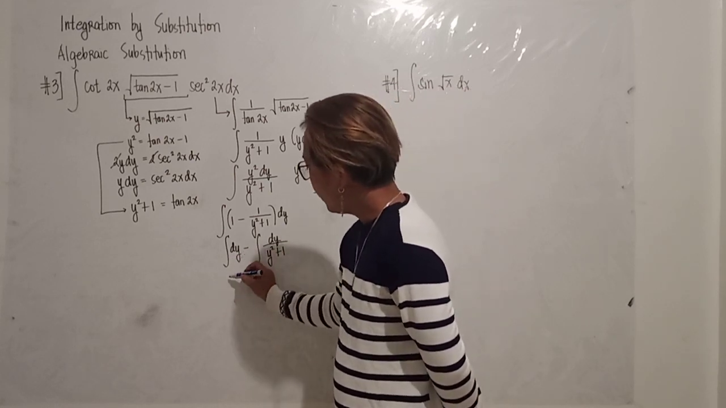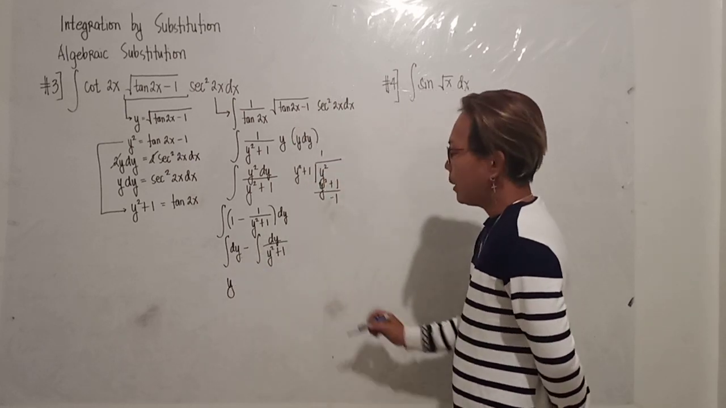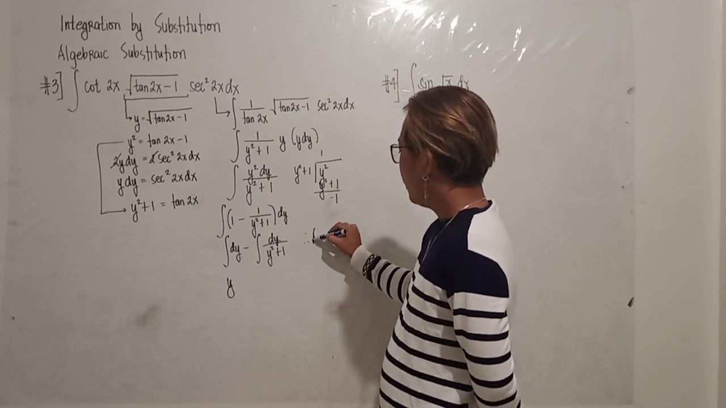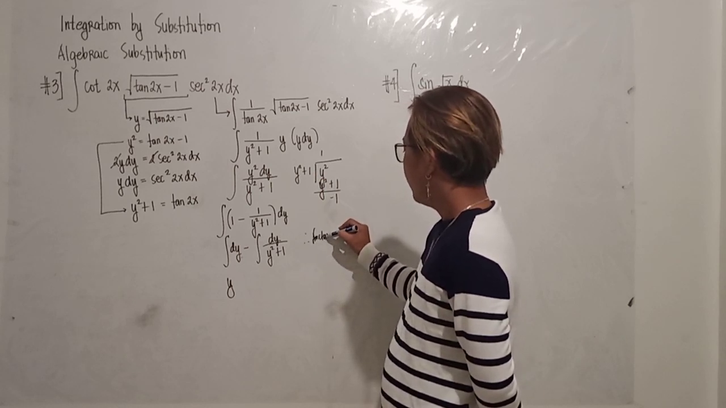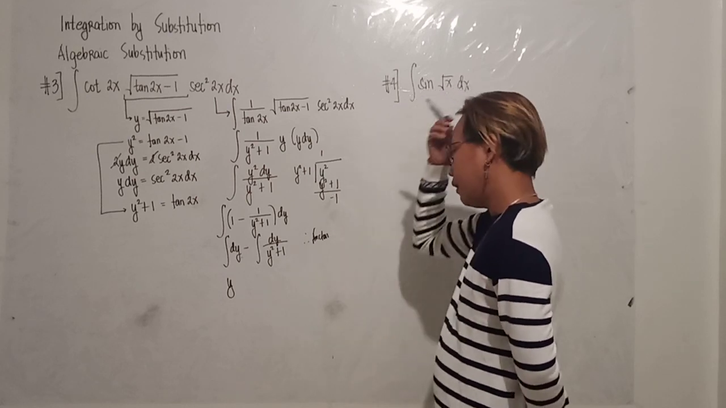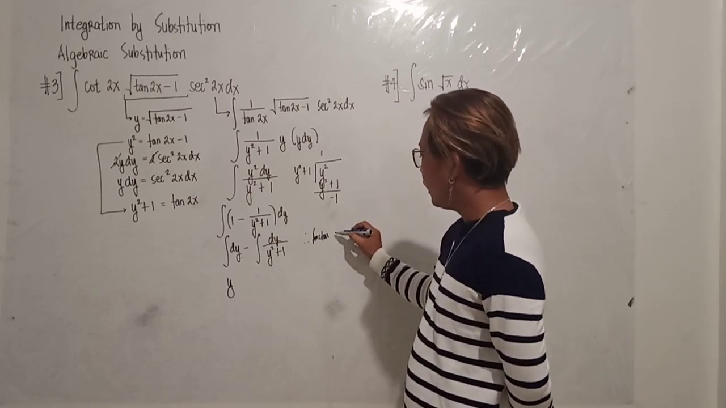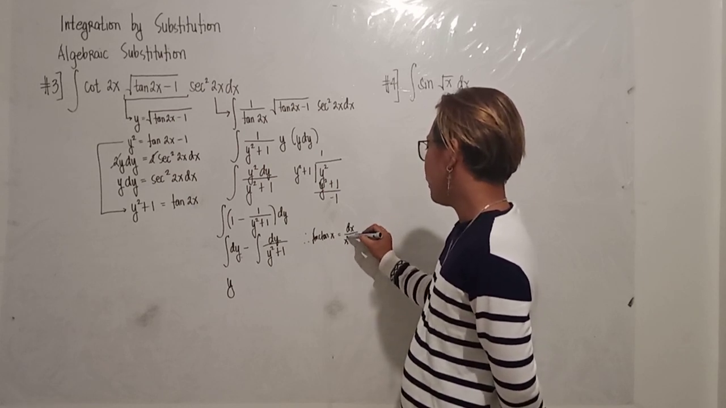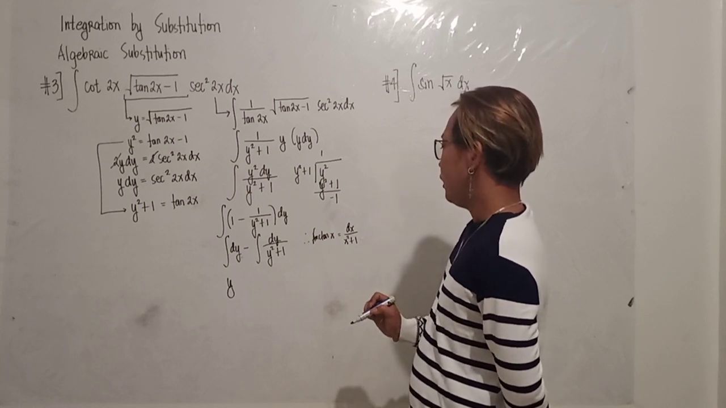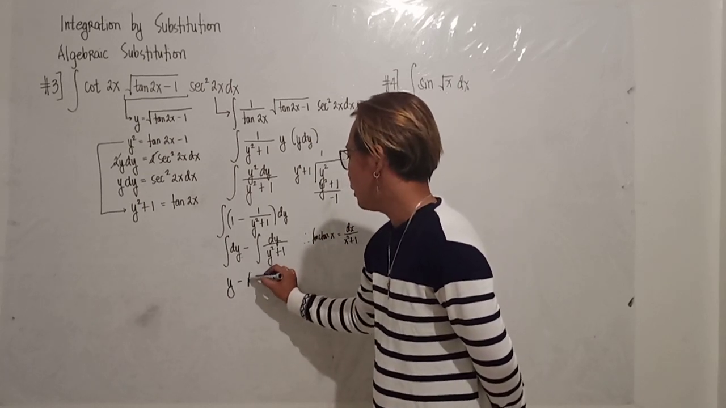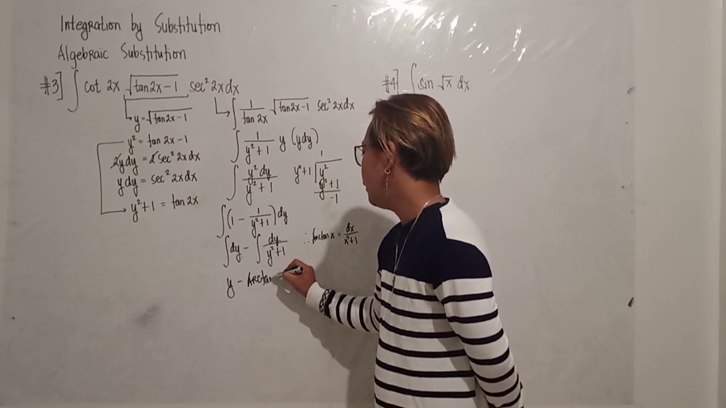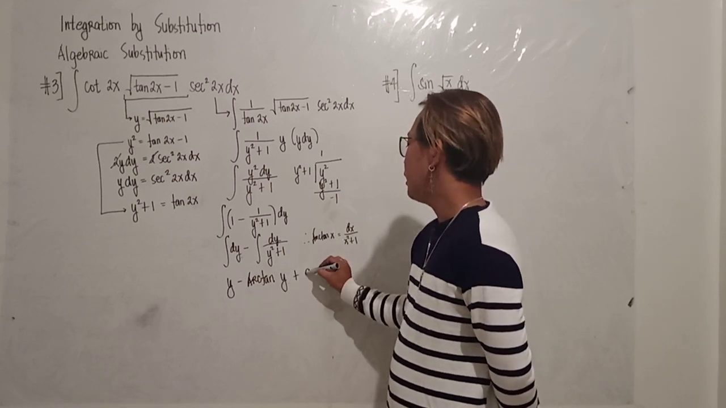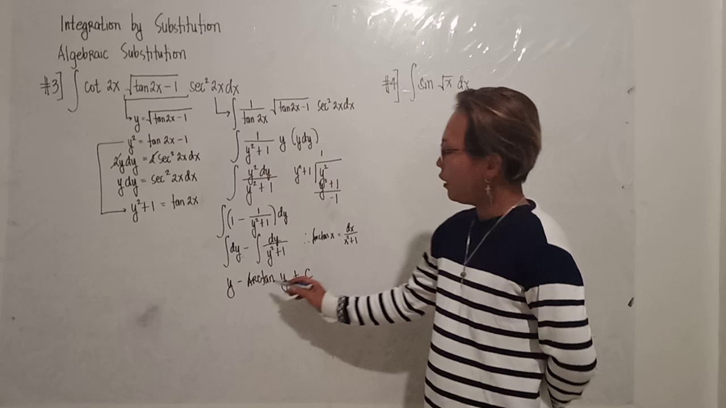This part is simply equivalent to y. But this part, you will notice, this is similar to arctan of x. So that is dx over x squared plus 1. So simply this is minus arctan of y plus c. Supposedly this will be your final answer.